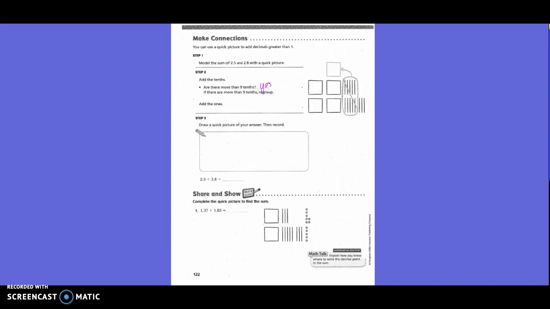So if there are more than 9/10, we need to regroup, right? So what they did was they circled this group right here, and then they crossed it out because they used it and replaced it with a flat, or a whole, okay? Then they were left over with how many tenths? 3, right? Okay, so draw a quick picture of your answers and record it. So we said that there were how many flats? 5. And then how many tenths? 1, 2, 3.